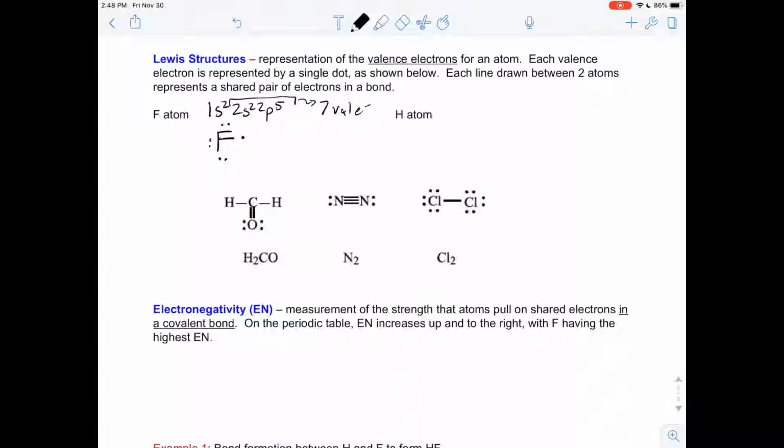So we're not showing all 9 electrons, we're only showing the valence electrons. And that's because the valence electrons are going to be the ones that are actually bonding. Our hydrogen atom is just 1s1. So we'd have our hydrogen atom with a single lone electron there.